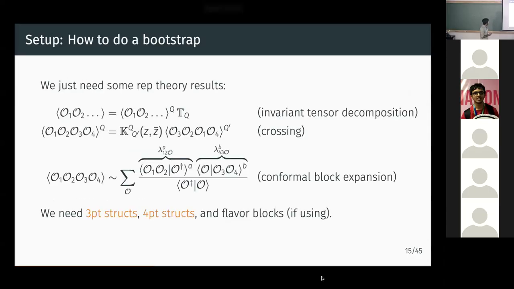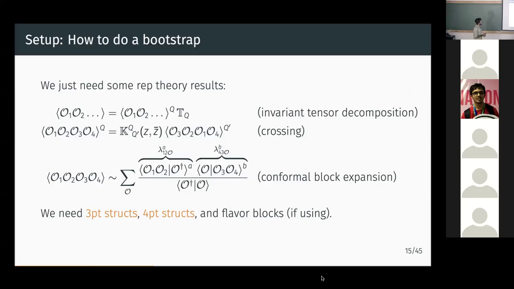So on to setup, the way that you do a bootstrap is just write down some paper and pencil representation theory results. So given a correlation function, you can always decompose it into invariant tensors that satisfy conformal and flavor symmetries, as well as conservation and things like this. Additionally, those invariant tensors, or the degrees of freedom associated with the invariant tensors, have to satisfy crossing relations, which is this permutation ordering of these operators here. And any of these 4-point functions can be expanded out in terms of 3-point functions, or conformal blocks, in other words. This is the conformal block expansion.